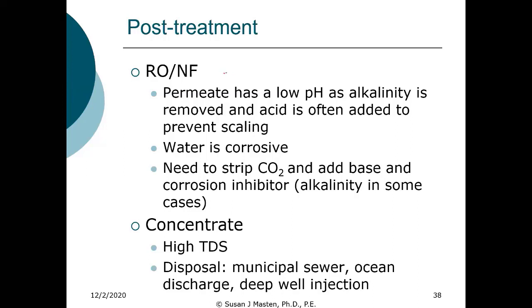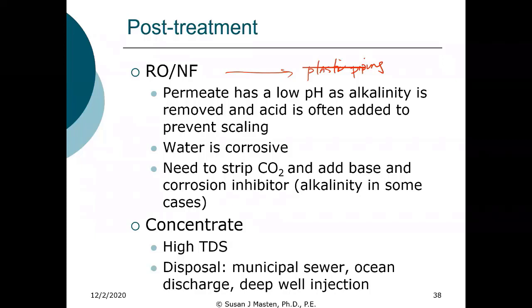Also, if you have an RO unit, for instance, a below-the-sink RO unit at home, you want to use plastic piping. And if we were in the engineering building and could actually go look at the RO system, you would see that the RO water is all transported through the building with plastic piping because of the challenges related to the corrosivity of that water.